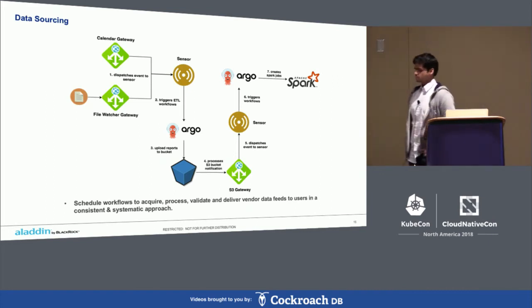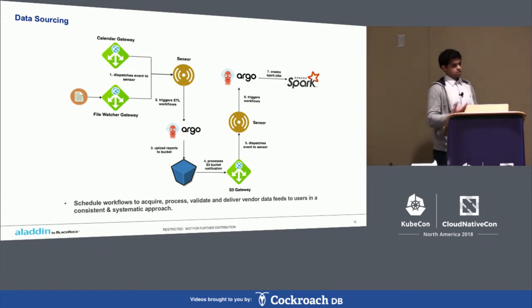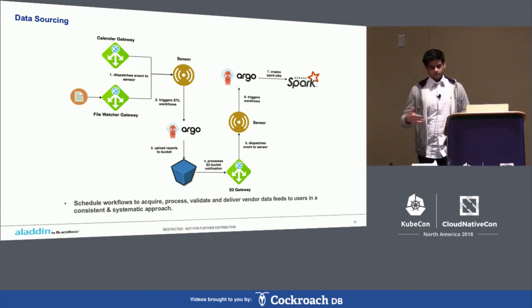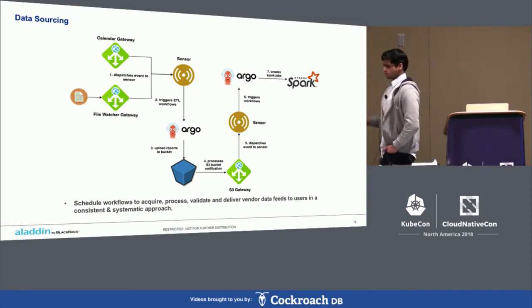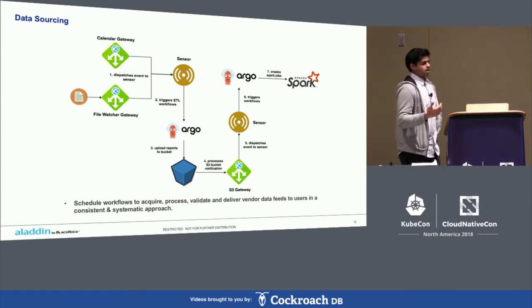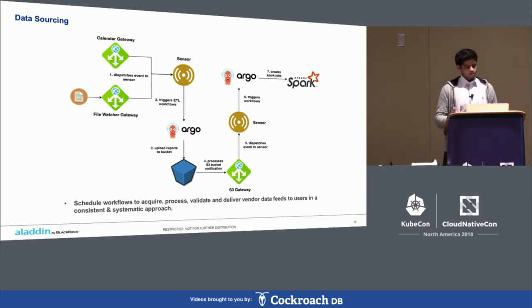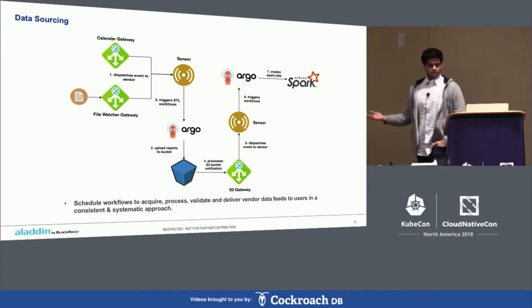So let's talk about a couple of use cases that we have at BlackRock. BlackRock, being a financial firm, runs a lot of financial models. We generate many reports for our portfolios and for our funds, but some of these processes need data from third-party financial vendors. So we use a platform called the data sourcing platform, which acquires financial data from different vendors, validates that data, processes it, and then feeds it to downstream applications.